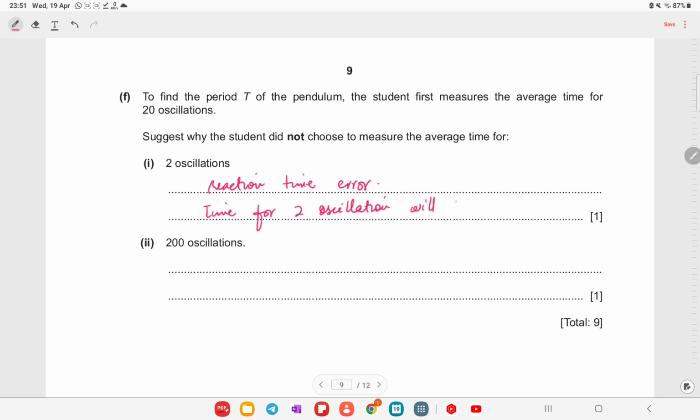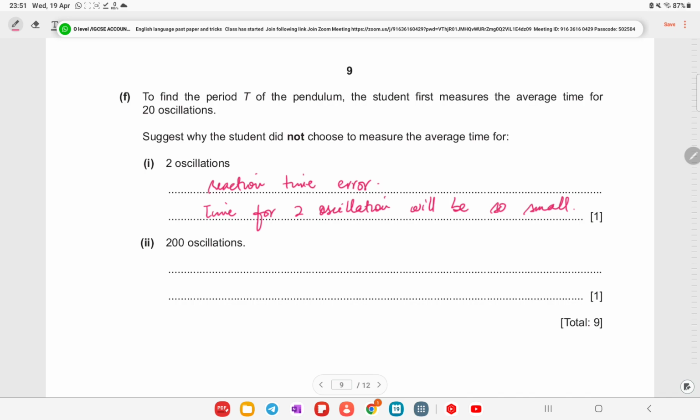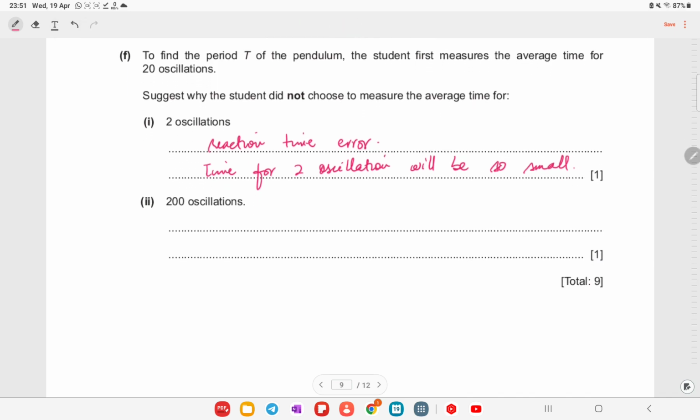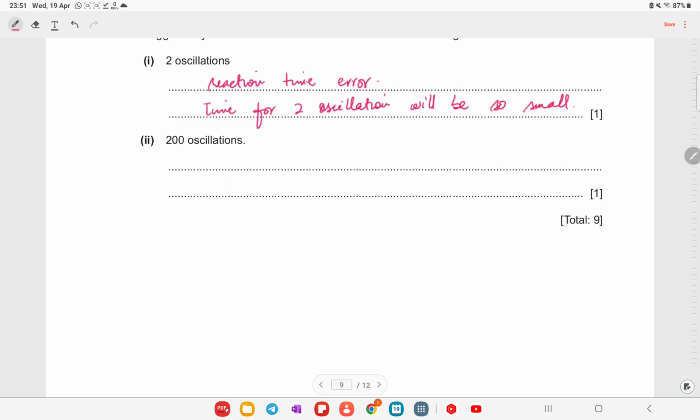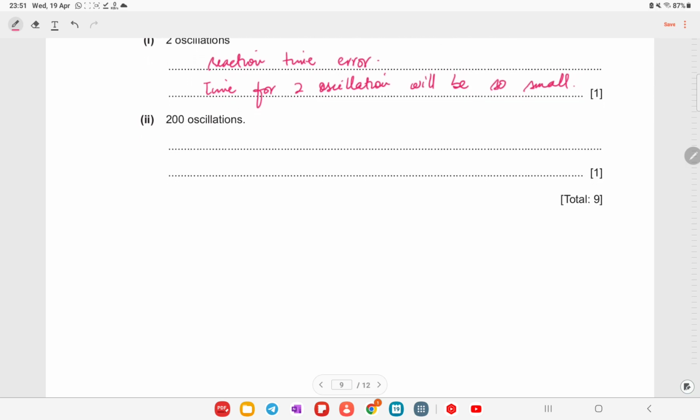The time for 2 oscillations will be so small. So if you find the time period of the pendulum for 2 oscillations, that will be so small, and there will be chances of human reaction errors. And for 200 oscillations, obviously there will be air resistance, drag forces acting on the pendulum, which is going to stop the pendulum.